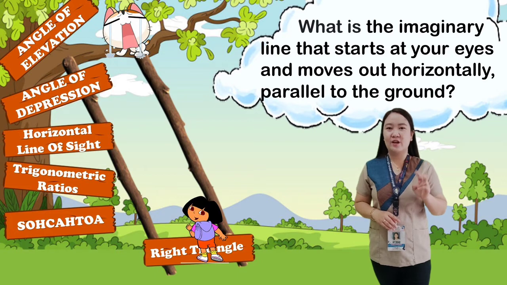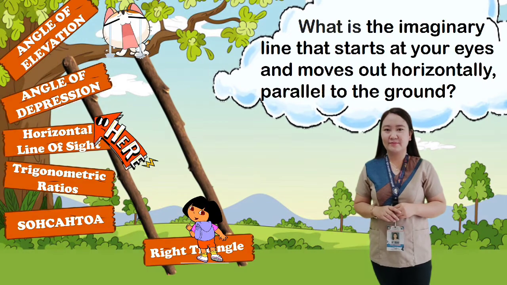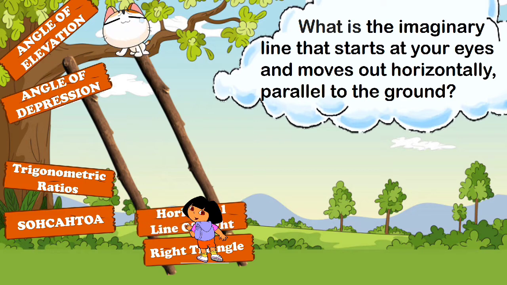Second question. What is an imaginary line that starts from your eyes and moves out horizontally parallel to the ground? What do you think is the answer? Very good. That is the horizontal line of sight. Jump! Jump!